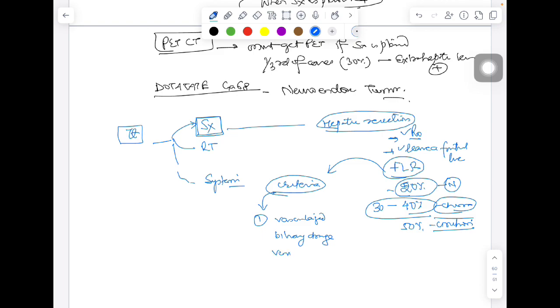It must be having venous drainage. And it must be adequate in size. So these are logical demands for this FLR. If they fulfill it, then only go for surgery.